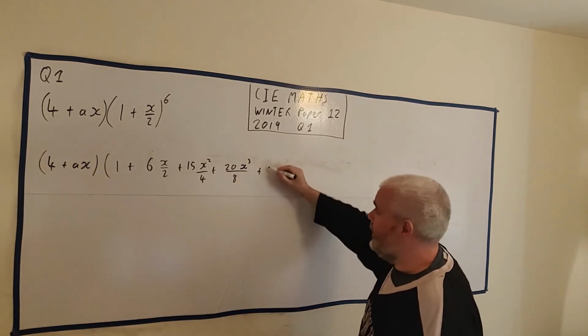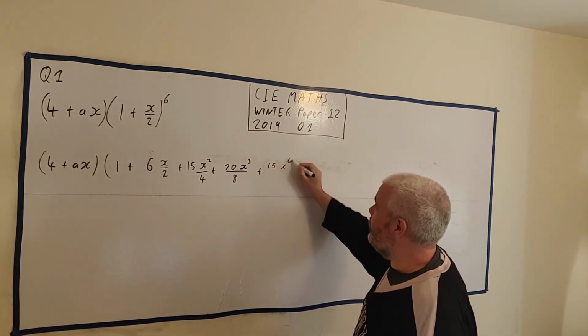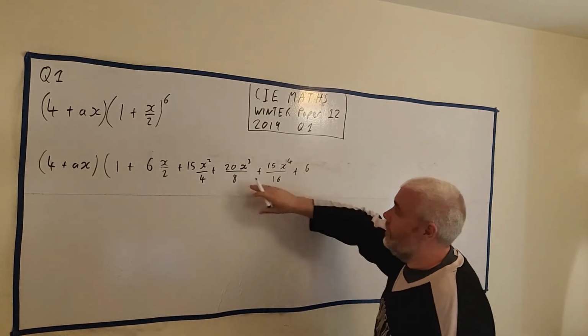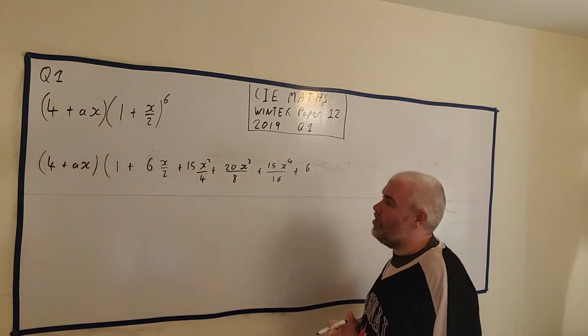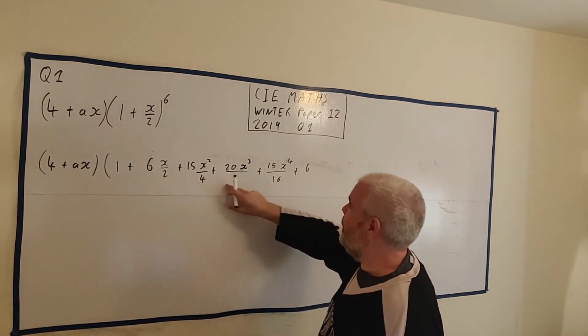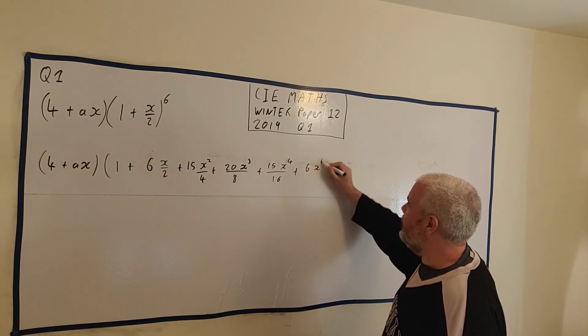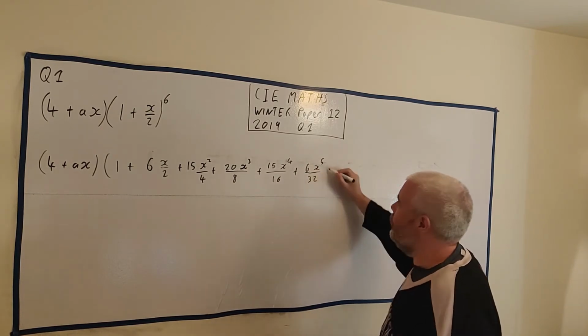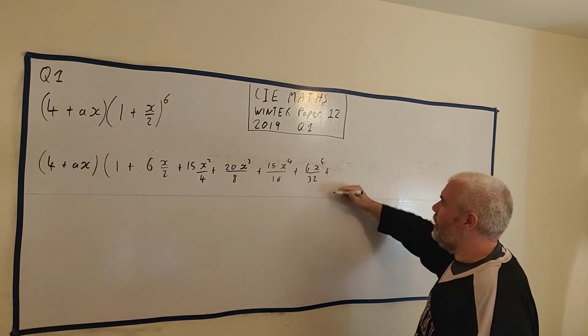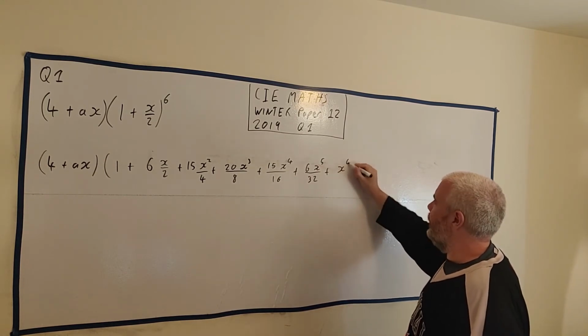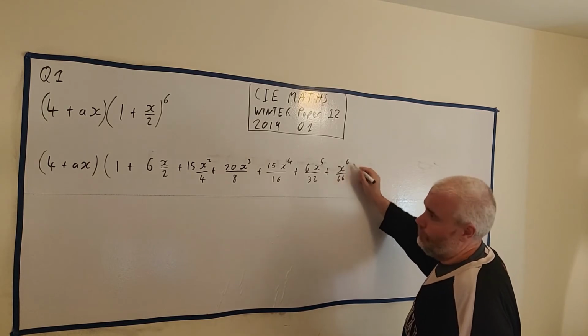We could actually write all these out. I'll keep going because it is quite easy to do. They're symmetrical when we do these choose numbers. 1, 6, 15, 20, 15, 6, 1 is going to happen. So this will be x to the power of 5 over 32. And the last one will be 1 x to the power of 6 over 64.